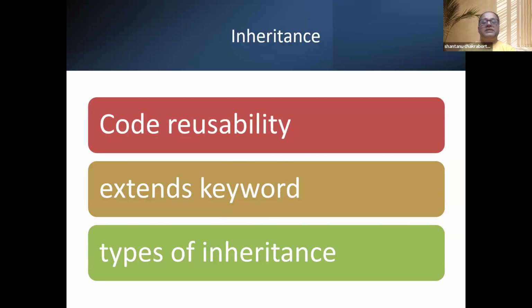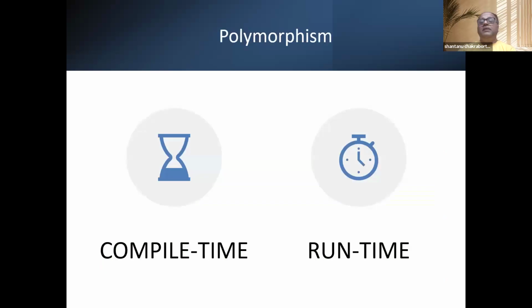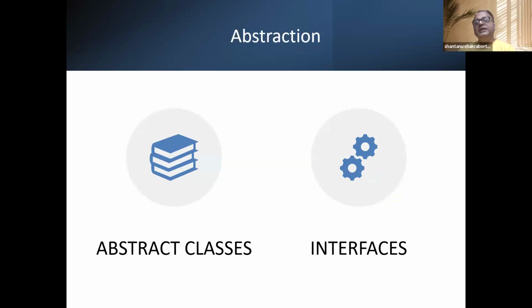We've seen a program on inheritance. The inheritance that shows code reusability in Java. It uses the extends keyword, and there are different types of inheritance: single inheritance, multiple inheritance, multi-level inheritance in Java. Then polymorphism, operator overloading, that we have seen how it works and operates in Java programming language. So compile time and runtime polymorphism that we have seen. Data abstraction and the interfaces that are created in Java programming language.